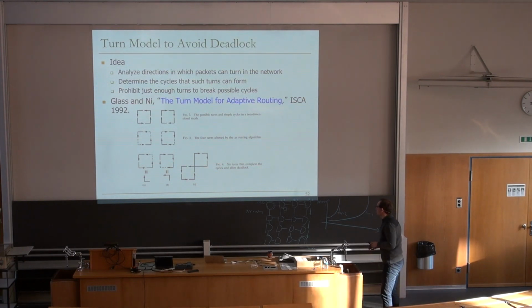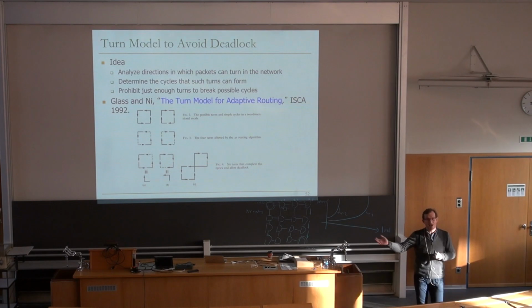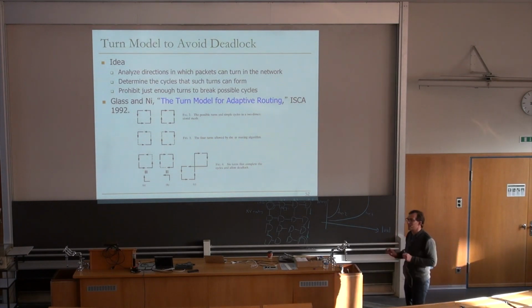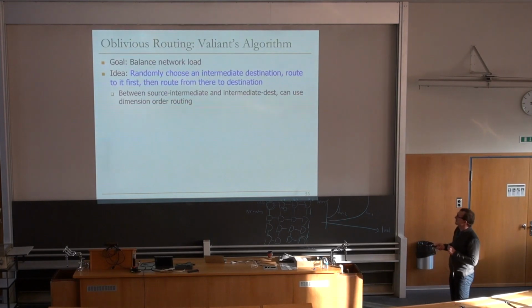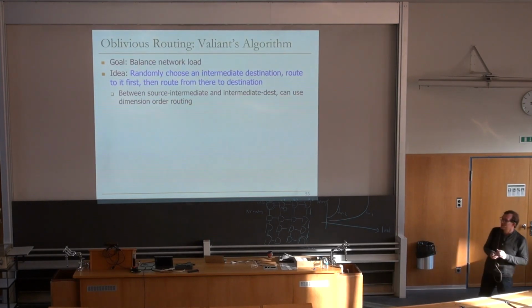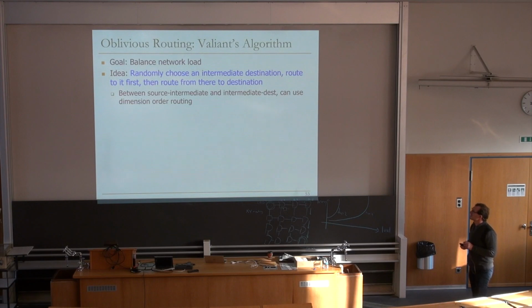Anyway, I'm not going to go through this in detail, but this paper shows that you could actually have other algorithms that are more deadlock-free and that are more efficient, but they become more complicated. Okay, so that's deterministic routing. Let's talk about oblivious routing.